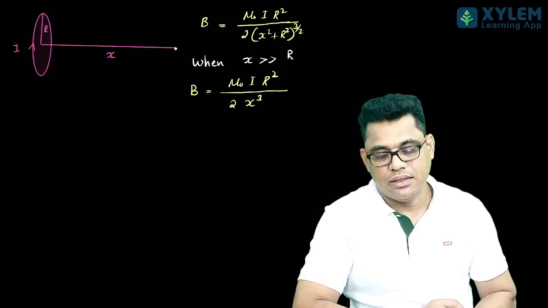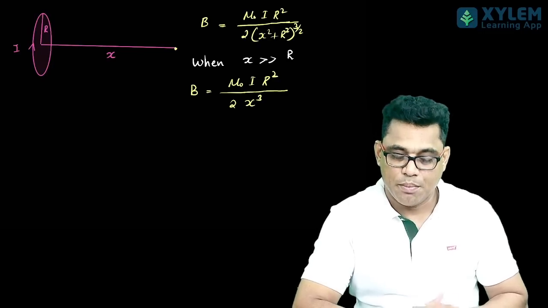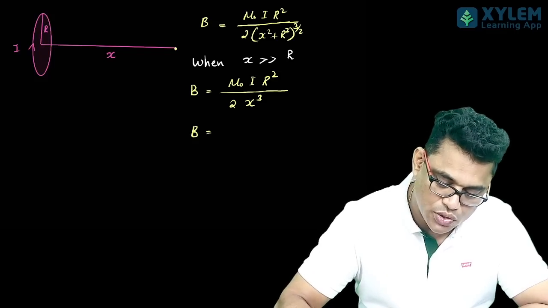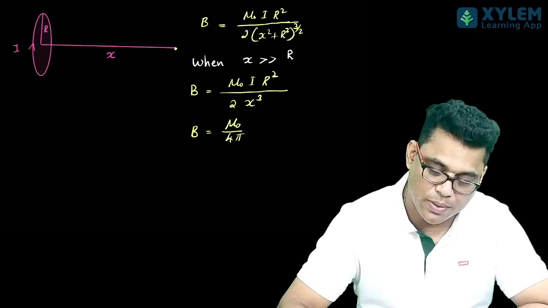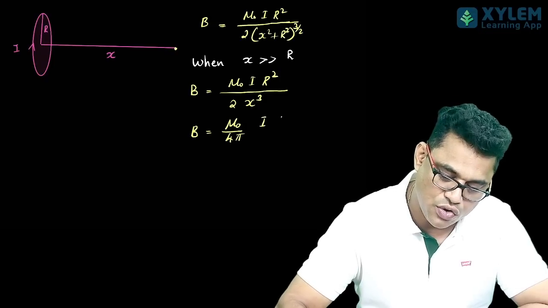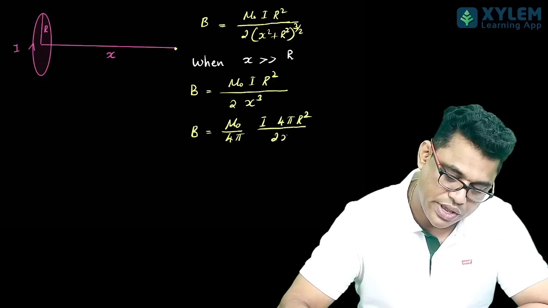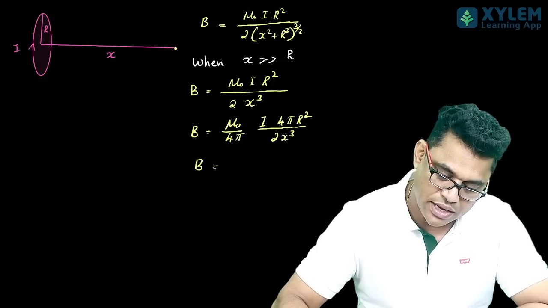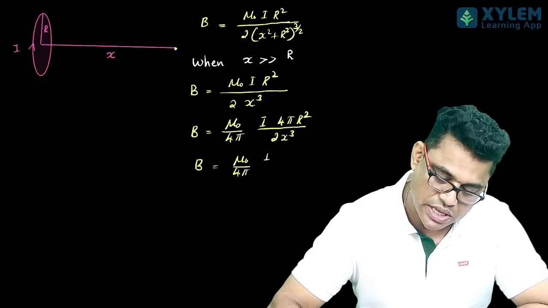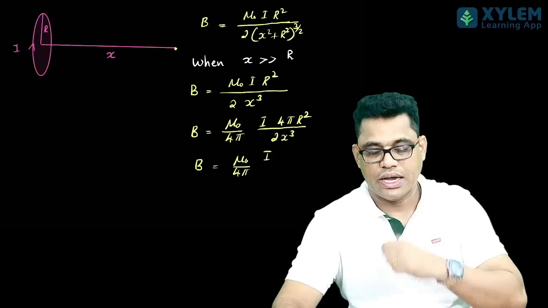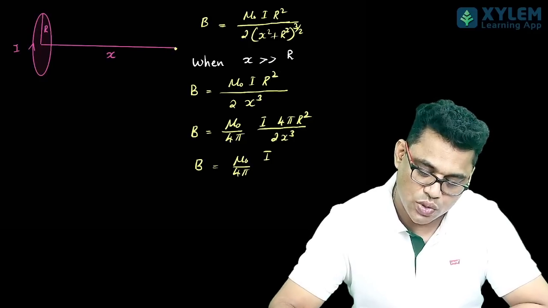Now, I am going to multiply this with 4 pi on the top and bottom. What do I get then? B is equal to mu 0 divided by 4 pi, then I have to multiply by 4 pi also, I into 4 pi r square divided by 2x cube. What do I get then? Mu 0 divided by 4 pi, which is a constant, I is there, then what do you get? 2 pi r square, okay, that is 2 times the area.